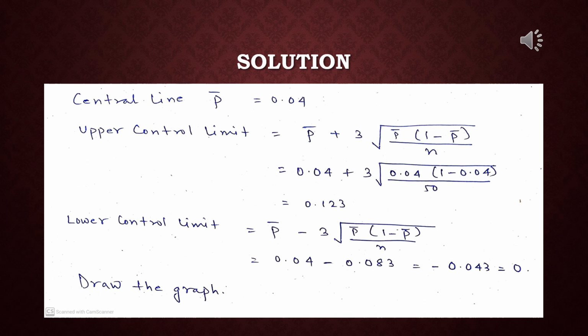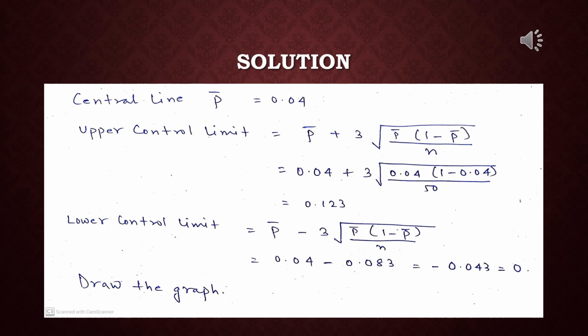If we are clear with it, the upper control limit should be calculated at 0.123. One more important term here: you can see the lower control limit has been calculated as negative 0.043. Students, just remember one thing, no limit is there beyond zero. You cannot draw a graph, or any error cannot be calculated or shown in a graphical method, at negative. Any tangible error cannot be beyond zero, and this is not only for the P chart, this is applicable for all the charts here.